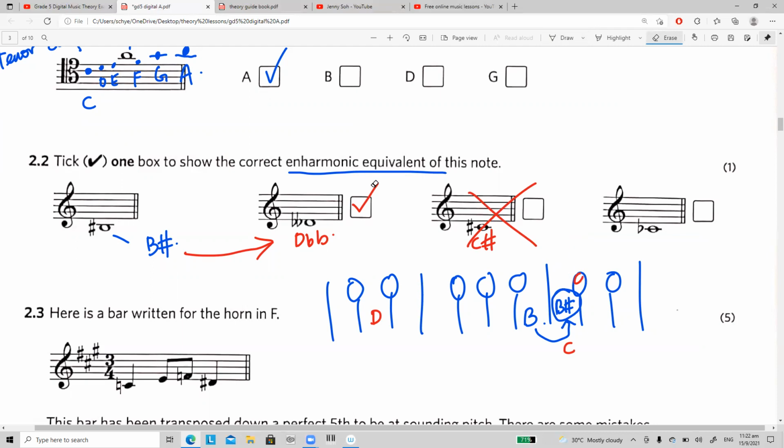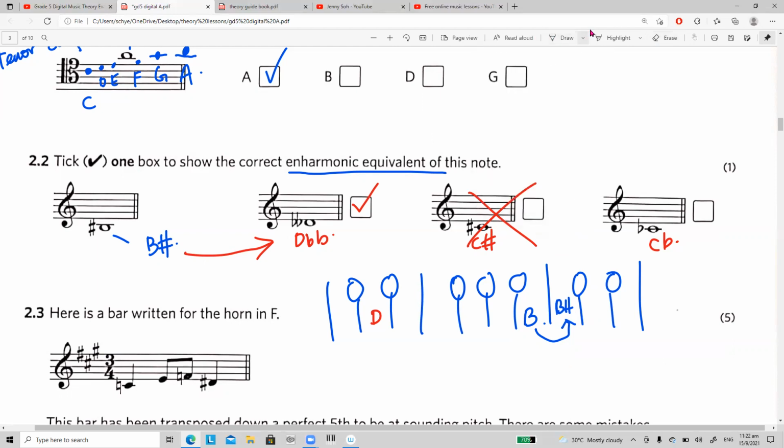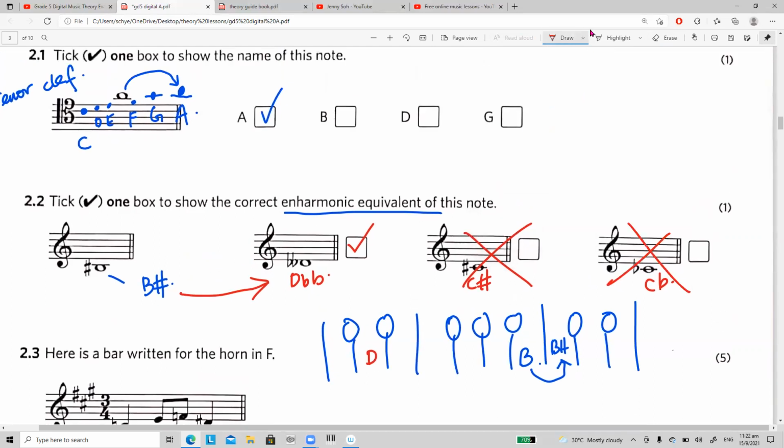Let's look at the next one, C flat. Let's say this is a C flat. Your C is here, C goes one step lower, C flat is here. So it's different from B sharp. What we want is B sharp. So the C flat is also a wrong answer. So I will cross out this. So this one is also wrong.